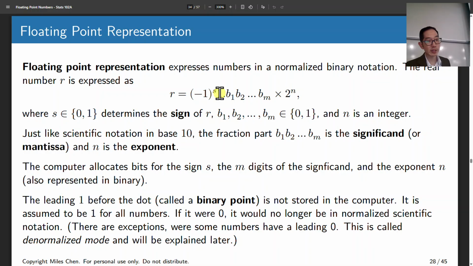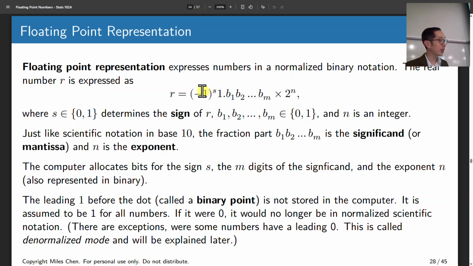One thing you'll notice is that the leading digit is always assumed to be a 1, and that's because when you have normalized scientific notation, the leading digit can't be a 0, and in binary, if it can't be a 0, it has to be a 1. So there's no point in storing a 1 because that's redundant. Now, there is an exception where you can have a leading 0. That's called denormalized mode. I'll talk about that later, but for now, we're going to just always assume the leading digit's a 1.